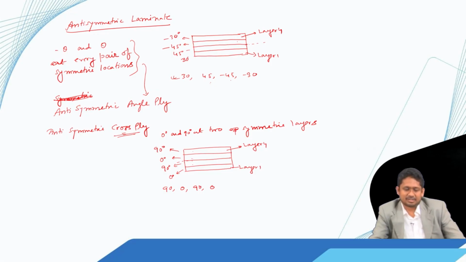Again, the difference between antisymmetric angle ply and cross ply is, first of all, angle ply means the orientations are anything but 0 and 90, and in a cross ply they are either 0 or 90. In an angle ply they have to be opposite of each other, so 45 minus 45 and so on. In cross ply, 0 and minus 0 are basically the same. So, in cross ply 0 and 90 are considered to be opposite of each other.